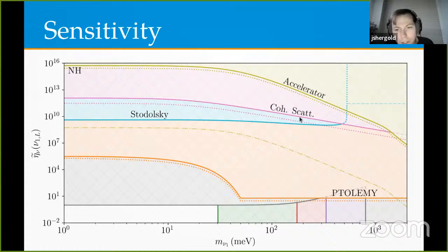Then the coherent scattering proposal is more or less the same for the entirety of the mass range. It gets slightly more sensitive as you go to higher masses, purely because you transfer slightly more momentum per scattering event. And then finally, we've got the accelerator experiment, which is 10 to the 15 orders of magnitude off.